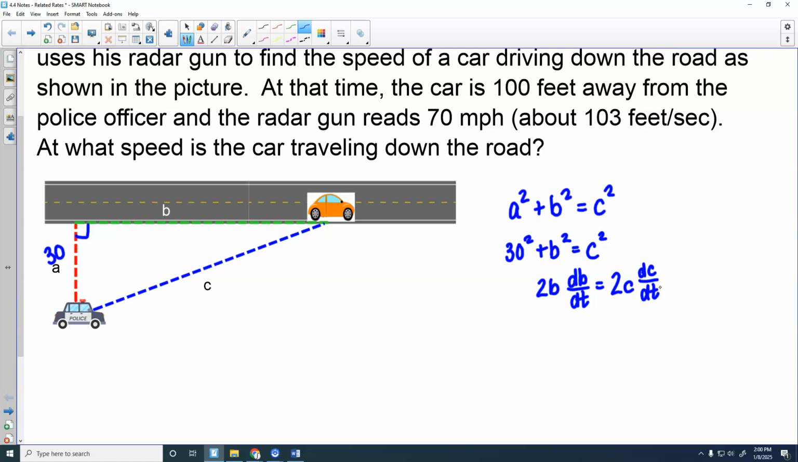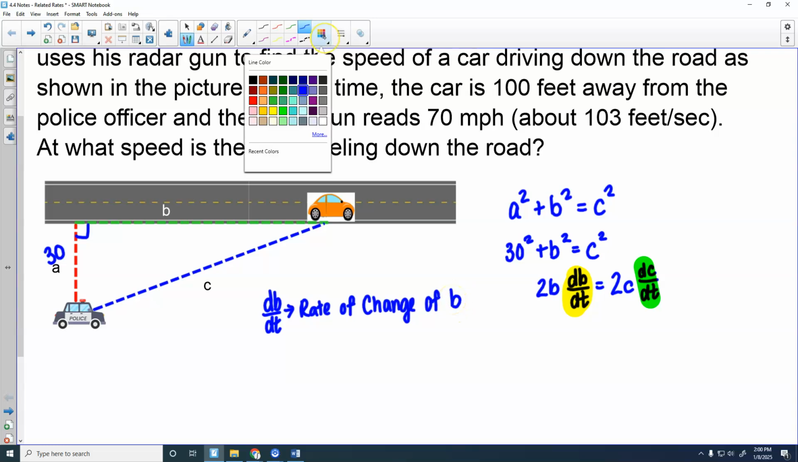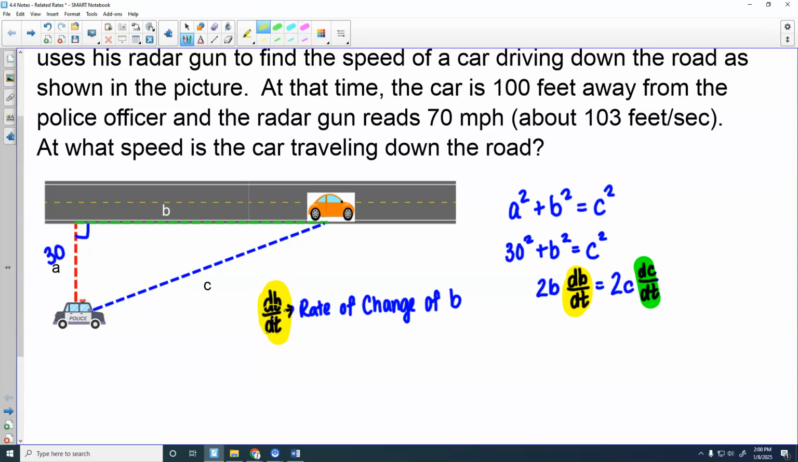Now, B and C are still the lengths of the sides of that triangle. What you don't really know about yet is what dB/dt and dC/dt even stand for, what they mean. dB/dt is the rate of change of B. So when we see that dB/dt there, it's our rate of change of B, and dC/dt is our rate of change of C.